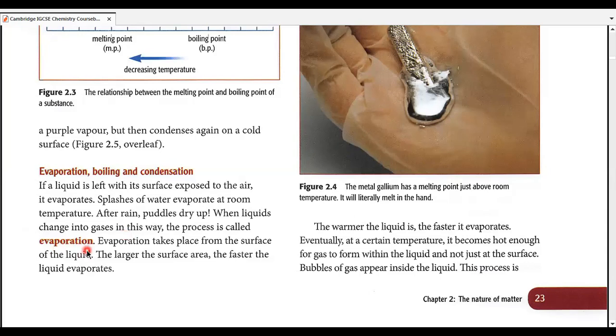Evaporation takes place from the surface of the liquid, and the larger the surface area, the faster the liquid evaporates. Now, are we familiar with this last line? The larger the surface area, the faster the liquid evaporates. Can anyone give an example from your house that the larger the surface area, the faster the liquid evaporates?